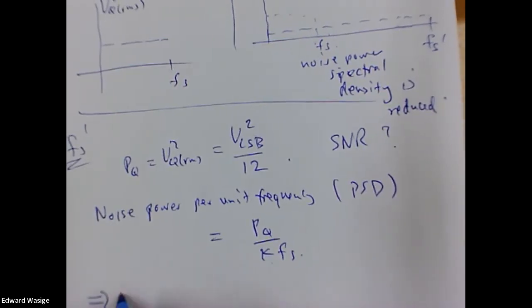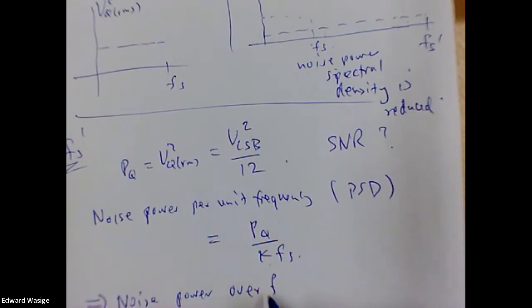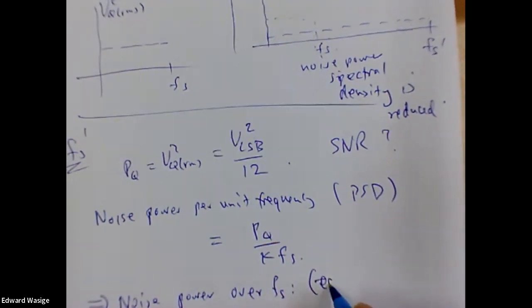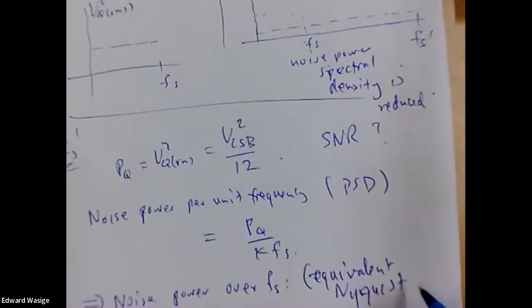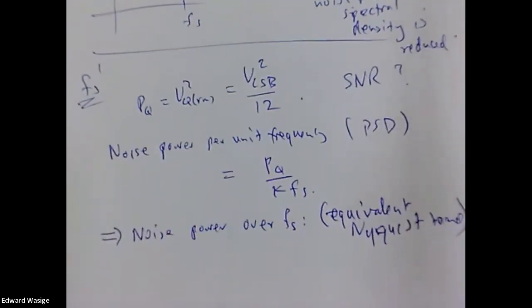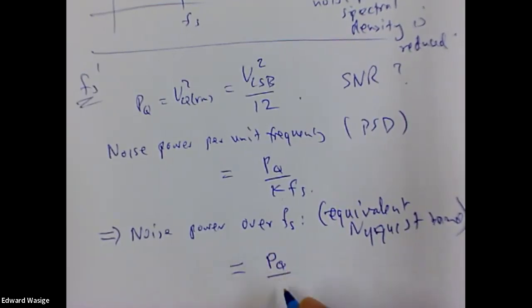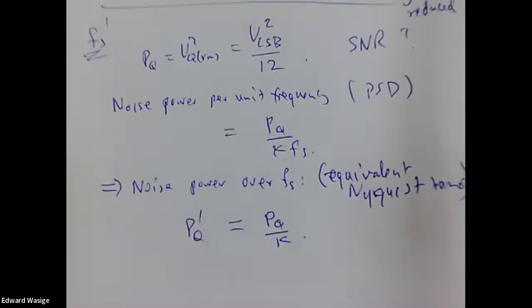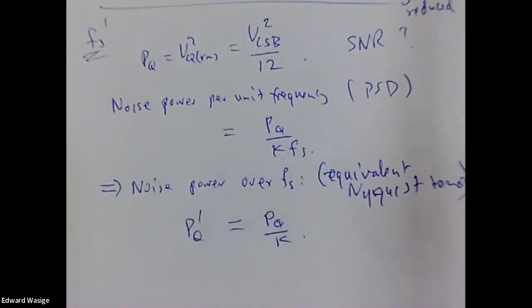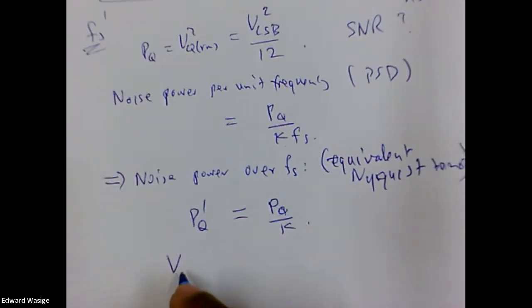And this means that the noise power over Fs, which is the equivalent Nyquist band, that noise power would be equal to PQ over K. So I can say PQ prime, that would be, so over just Fs, the noise power will be the noise power density times the band over which that exists, which is Fs, which is a Nyquist rate. So the noise power would be equal to that.